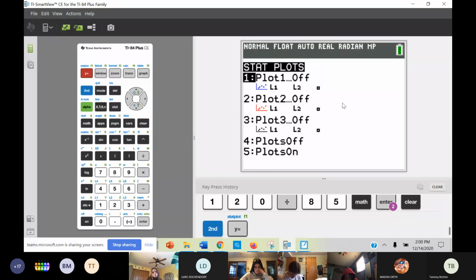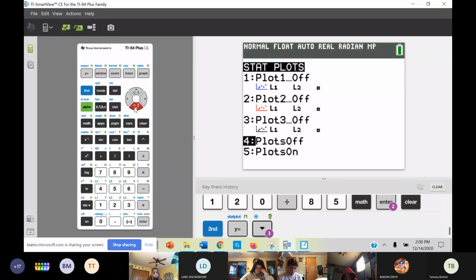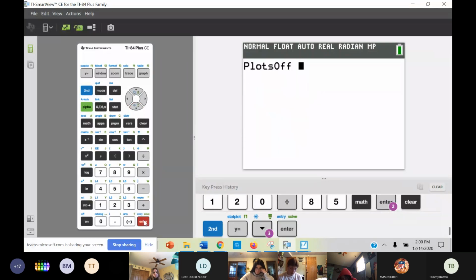And how we do that is you could just hit number 4 and then hit enter, or you can use your down arrow and go to number 4 and then hit enter. That will bring up this screen that says plot off, and we do want to shut them off. They're not off yet. What we have to do then is hit enter, and it should say done. If you're the first person who's ever owned this calculator, chances are they were already off, but this does happen, and we have kids not be able to graph lines because of that.